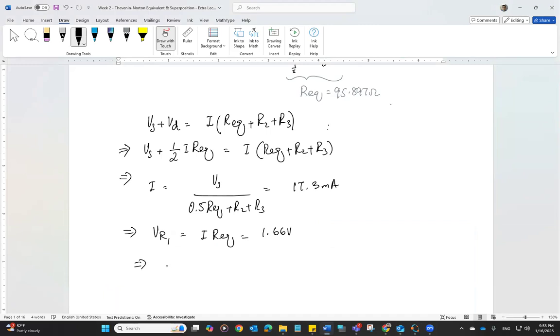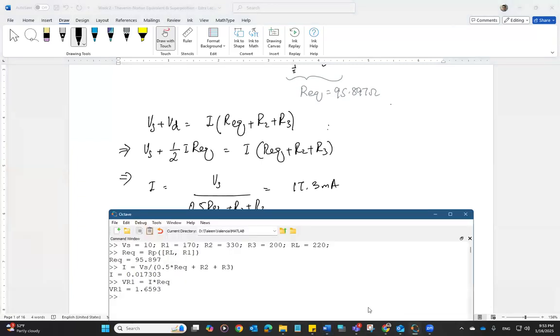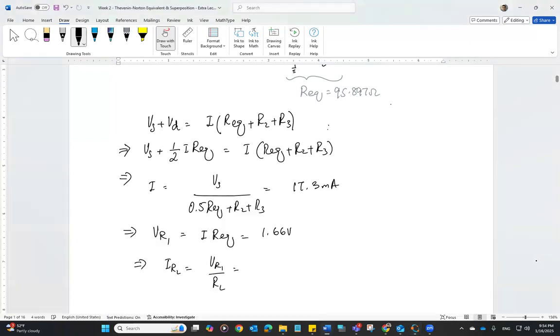And this will give us the load current. The load current is equal to VR1 over R load. That is, IRL is equal to VR1 divided by RL, which is 7.54 milliampere. So that's my load current.